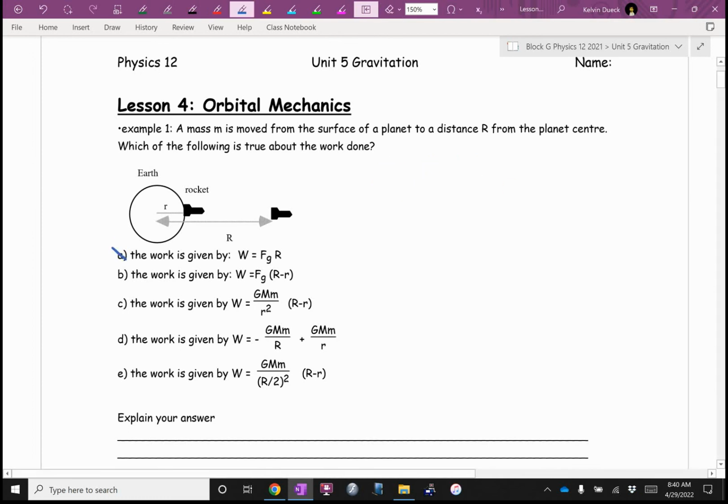How am I going to find work? I'm going to use the work energy theorem. The work energy theorem says that the work is the change in potential plus the change in kinetic. Looking at this, it's moved from the surface of a planet. I think they use that phrase deliberately. I think they're trying to say you started and ended at rest. I think they're trying to imply that.